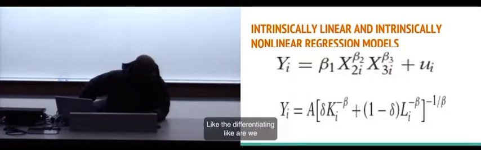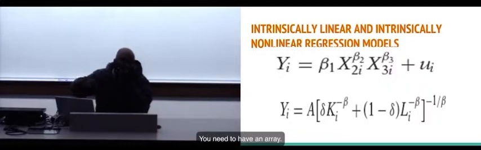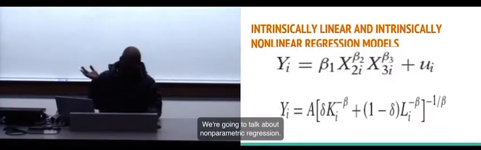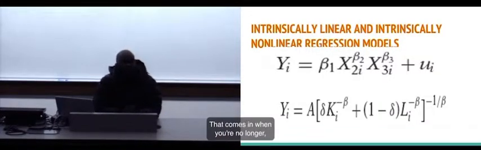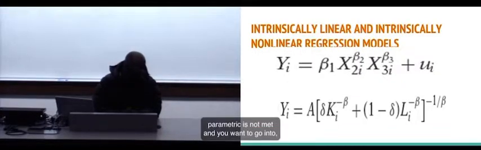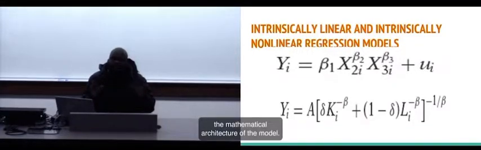Like the differentiating, are we categorizing GLMs with this, or are we saying non-parametric regression? Oh, that's another realm, because we're talking about non-parametric regression. That is where you don't take into consideration the assumptions of normality and the like. Where you are talking about quantile, that's different stuff. That comes in when maybe the assumptions of parametric are not met and you want to go into that. But here we're not talking about assumptions now. We're focusing on the mathematical architecture of the model.